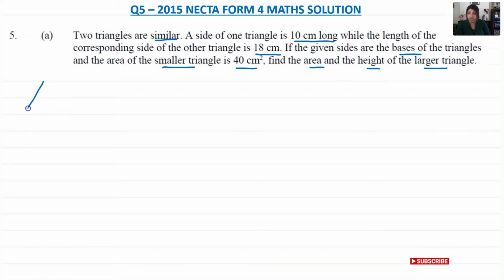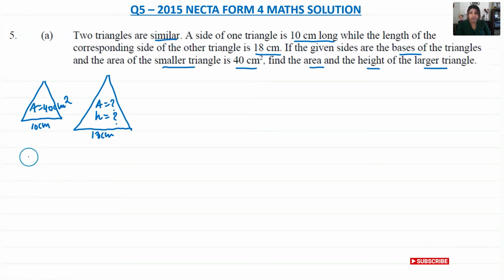Okay, so let's just draw those up here. We've got a smaller triangle, then we have a larger triangle. These triangles are similar. This one is 10 centimeters, and this one is 18 centimeters. We are told they are the bases of the triangles. So what does that mean if they are similar? It means the ratio of their corresponding lengths is always the same. We have area for this one, 40 centimeters squared. We need to find area for this one, and then we need to find height for this one.